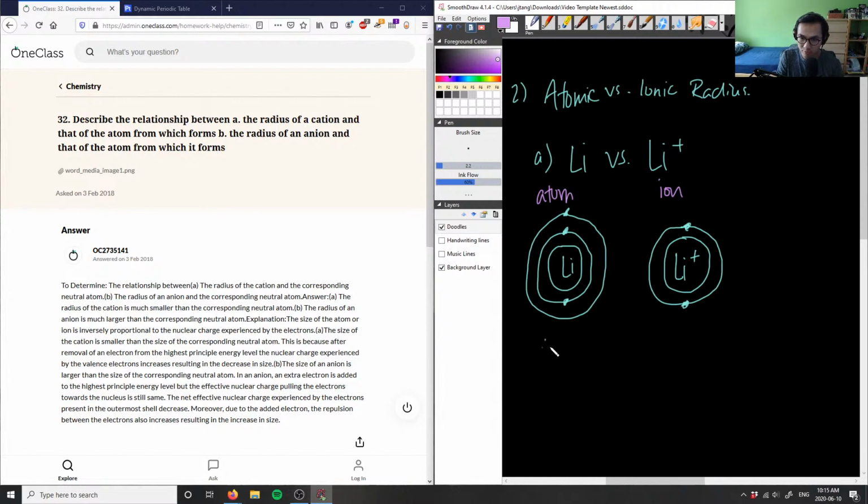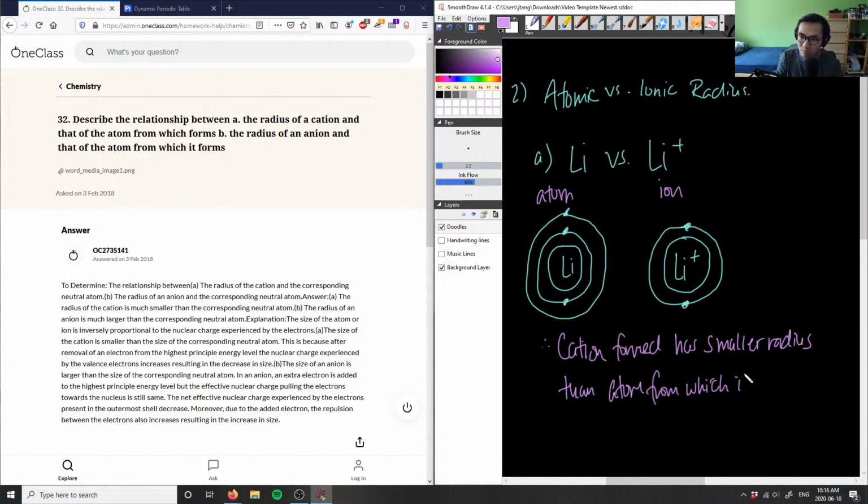So therefore we can say that the cation formed, remember, Li positive here is the cation, has a smaller radius than the atom from which it was formed. So this here is the answer for question 1. I'm taking lithium, for example.